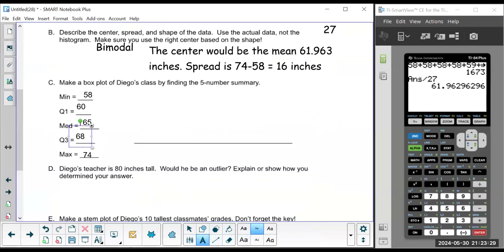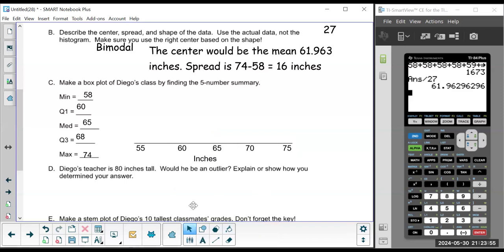So then we're going to graph it. We need to make sure that we label it. This is the inches. We can start a little bit below the min just to make our life easier. So I'm going to start at 55. And then skip to 60, 65, 70, and then 75. So I can include everybody, make sure they're evenly spaced out. That was a little unevenly spaced out.